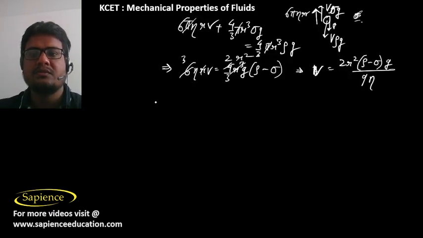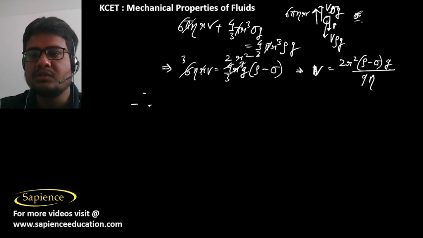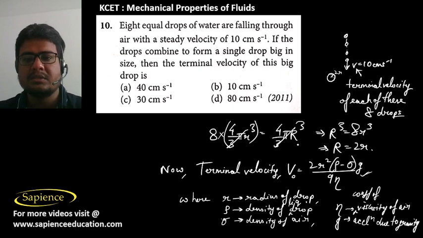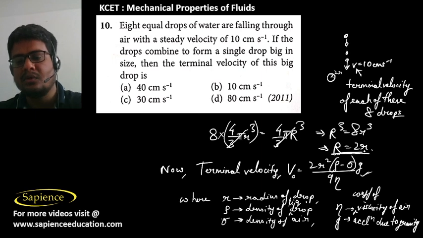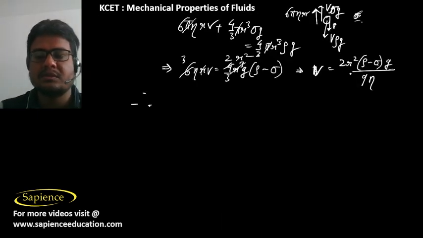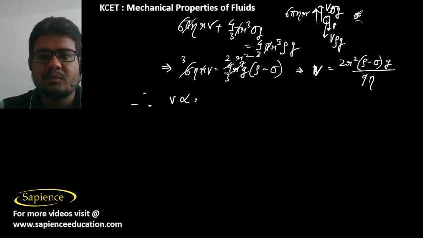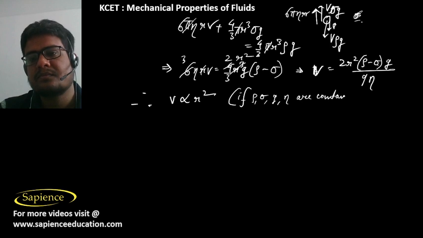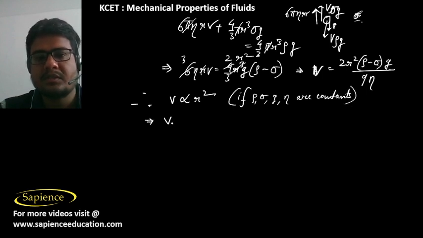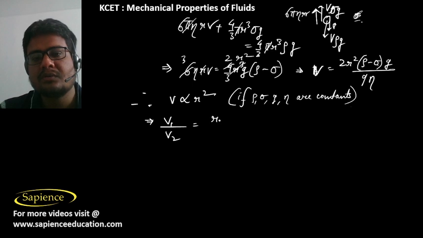So now we can say that rho, sigma, g, eta will remain constant, since only the radius is changing, all the other things are constant. So v is directly proportional to r square, if rho, sigma, g, eta are constants. Therefore v1 by v2 is equal to r1 square by r2 square.